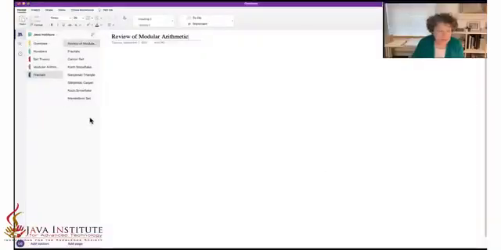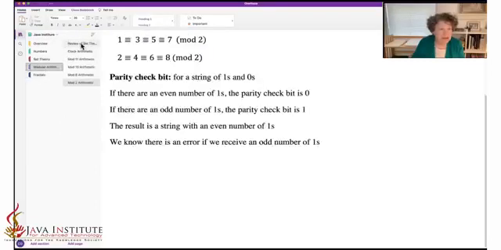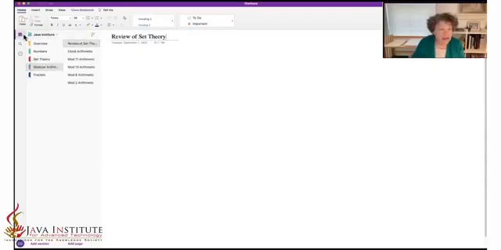So we're going to look at a review. Hilbert's Hotel. Yes. Hilbert's Hotel is the best. Okay. Oops, that's tomorrow. Review of set theory. Okay.